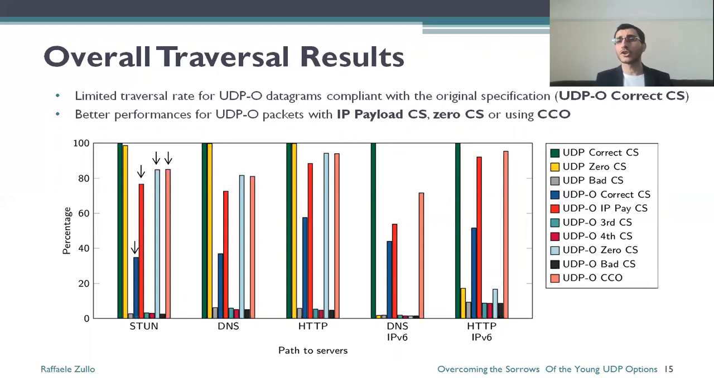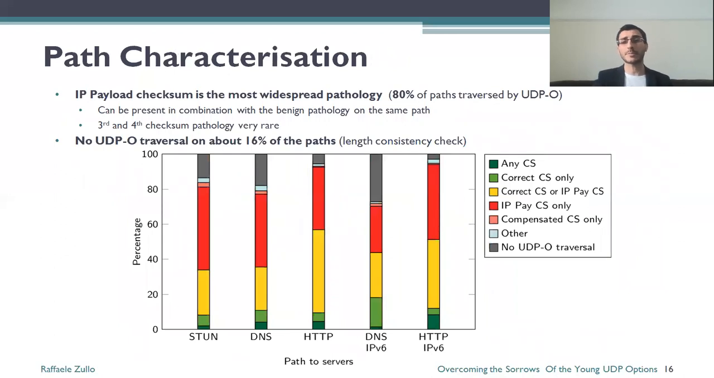However, we have to combine the outcomes of all the test packets for each path to characterize the path and generate the next plot, in which we see the paths broken down by their pathology or pathologies. We can see that the paths on which only the correct checksum works, in light green, are a very small portion of the paths, while the IP payload checksum pathology is widespread, and it can be present alone in red, but also in combination with the Bannon pathology in pink and yellow. Specifically, yellow paths are the paths on which both checksums are accepted, but every other non-zero checksum is discarded, and we're going to delve into this case later.